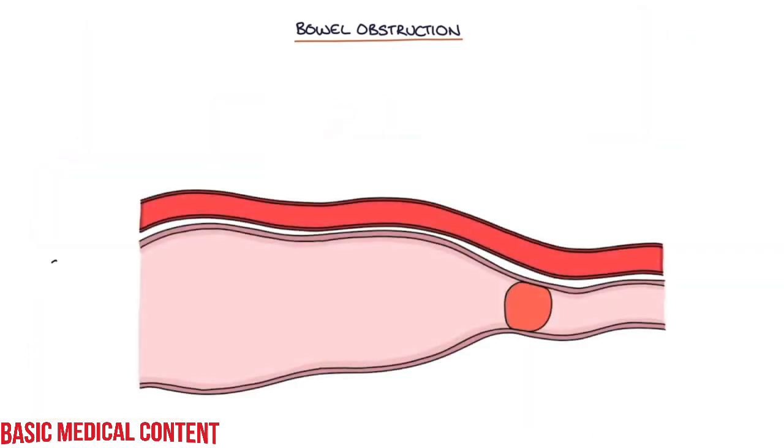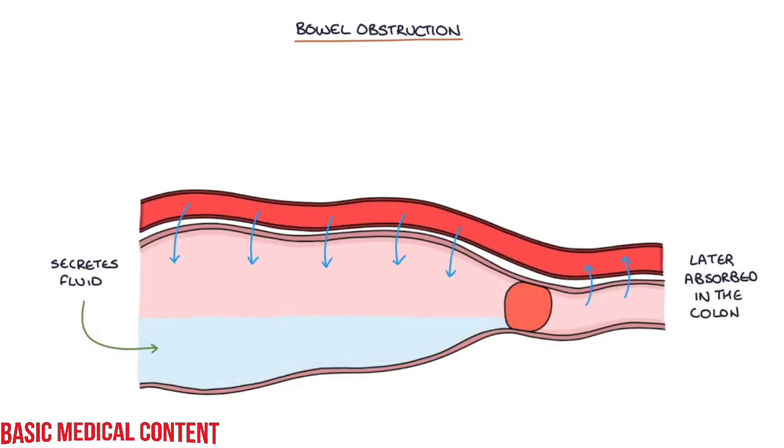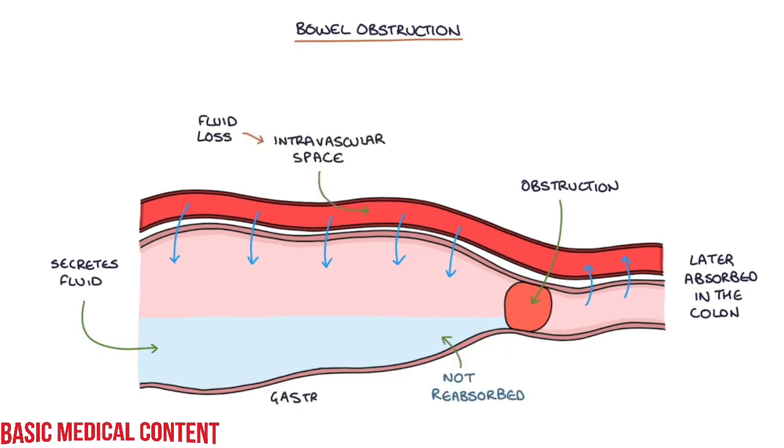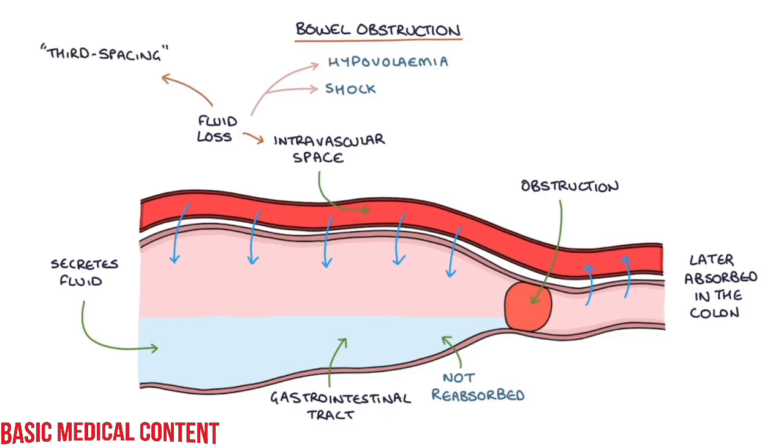The gastrointestinal tract secretes fluid that is later absorbed in the colon. And when there's an obstruction, this fluid cannot reach the colon and it cannot be reabsorbed. As a result, there is fluid loss from the intravascular space into the gastrointestinal tract. This leads to hypovolemia and shock, as the fluid that should normally be in the body is actually lost into the bowel. This abnormal loss of fluid is referred to as third spacing.